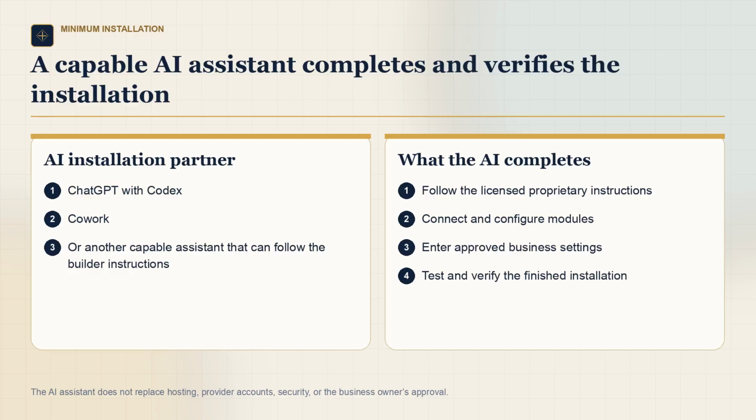Completing your installation also requires a capable AI assistant, such as ChatGPT with Codex or Cowork. Your AI assistant follows the licensed proprietary CRM builder instructions, connects and configures your modules, enters your approved business settings, tests your owner and client workflows, and verifies the installation before you use it with real clients. Your AI assistant does not replace your hosting company, your decisions, or the outside accounts you choose to connect. It is your installation and customization partner, working within the CRM's documented module boundaries and verification rules.